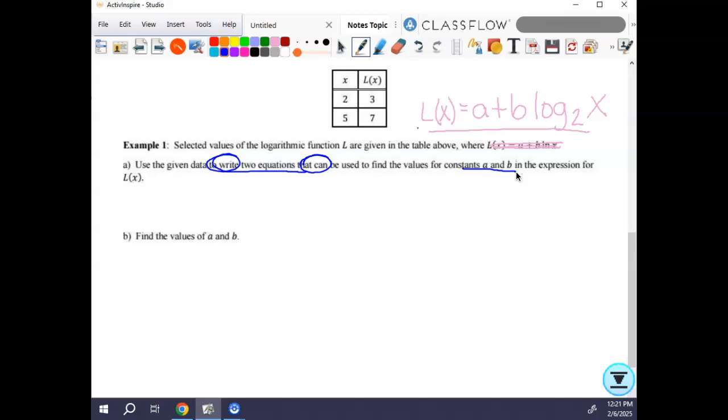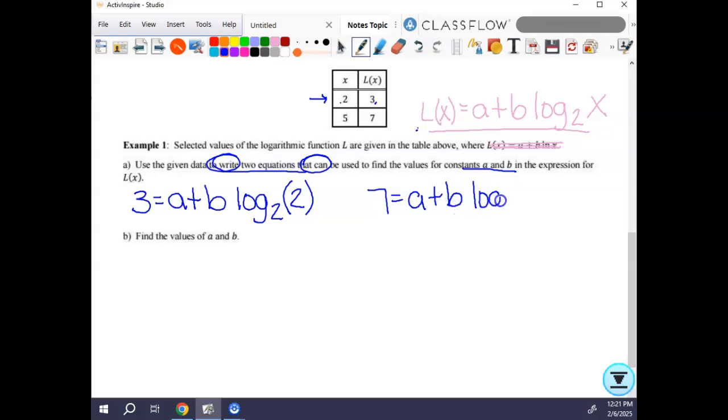So here's, using this form right here, L of x, which is my output. In this first line right here, L of x is 3, so 3 equals A plus B, which we don't know, times log base 2 of the input x, which is 2 in this case. Okay, that's one equation. The other one would be 7 equals A plus B times log base 2 of 5. So now I have two equations, two variables.